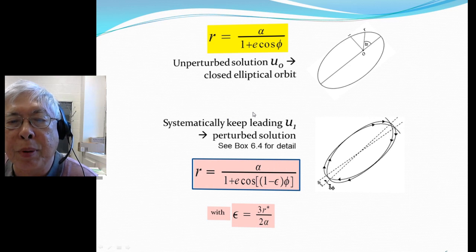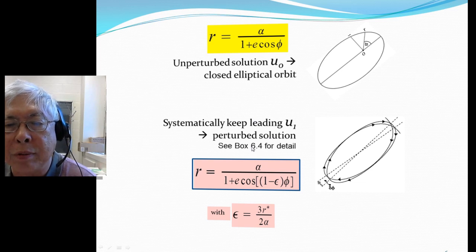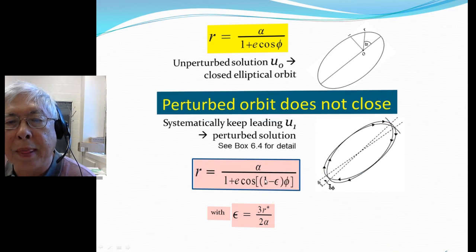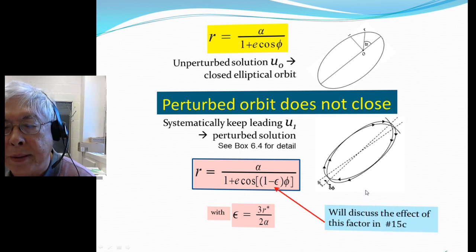Now we're going to include the perturbation u1 term. The solution is straightforward, but a bit tedious, and you can find all the details in box 6.4 in the textbook. Basically, instead of cosine phi, the factor in front of phi, 1, is replaced by 1 minus epsilon. Epsilon is related again to the Schwarzschild radius. This will lead to a precessing orbit, which is not closed, and we'll talk about this in the next part of this lecture. What is this precession term? What does it mean?